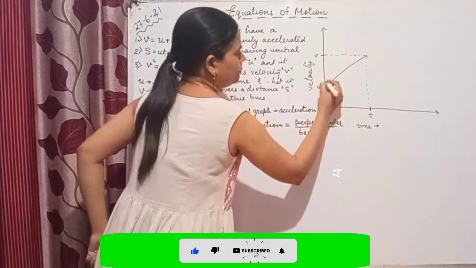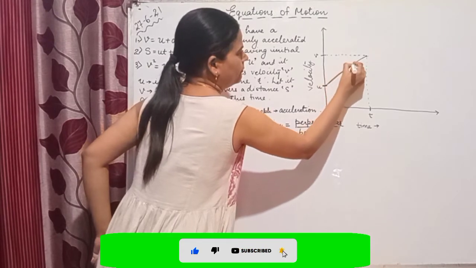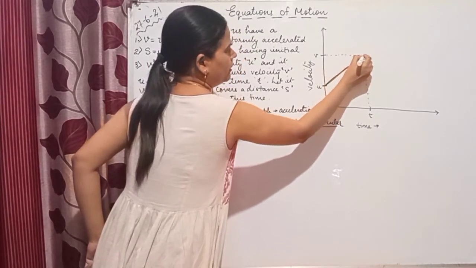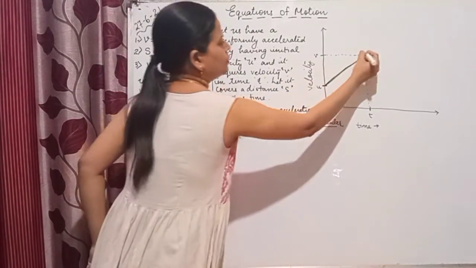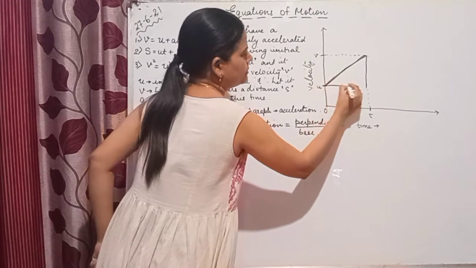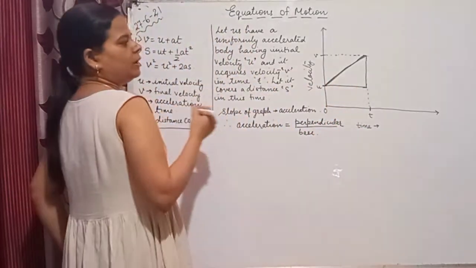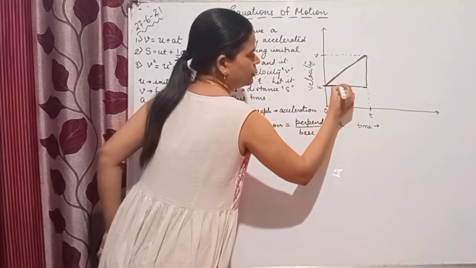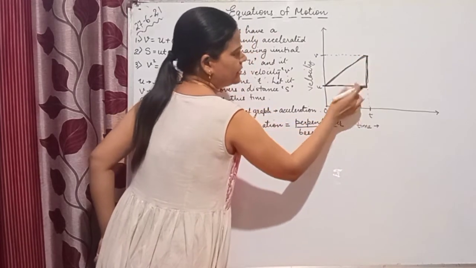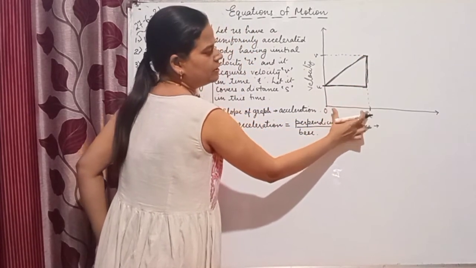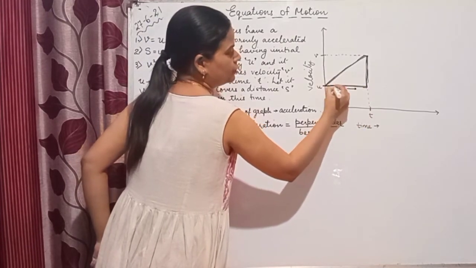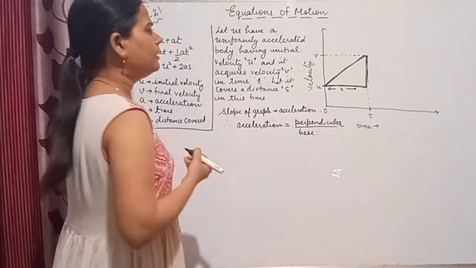So if this is the graph, that means the slope. So we have to find out this perpendicular and this base, correct? So our target is to find out the measurement of this and this. So this is very simple. If this distance is t, so this will also be t. So there is not an issue at all, right?